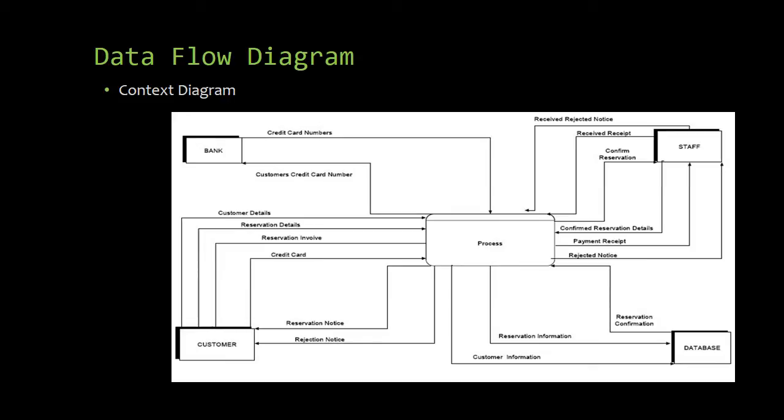Third, I will explain the data flows of the external entity customer. The customer will give their customer details, the reservation details, and also the credit card back to the process, while the process will give the reservation invoice, reservation notice, and also the rejection notice back to the customer. And lastly, I will explain the flow for the external entity database. The database will give the reservation confirmation back to the process, while the process will give the reservation information and also the customer information back to the database. Next, I will pass this slide to Yana Fasila.